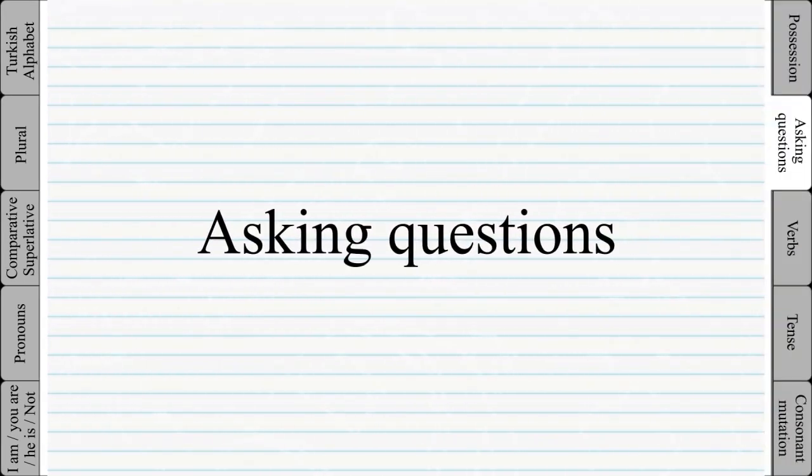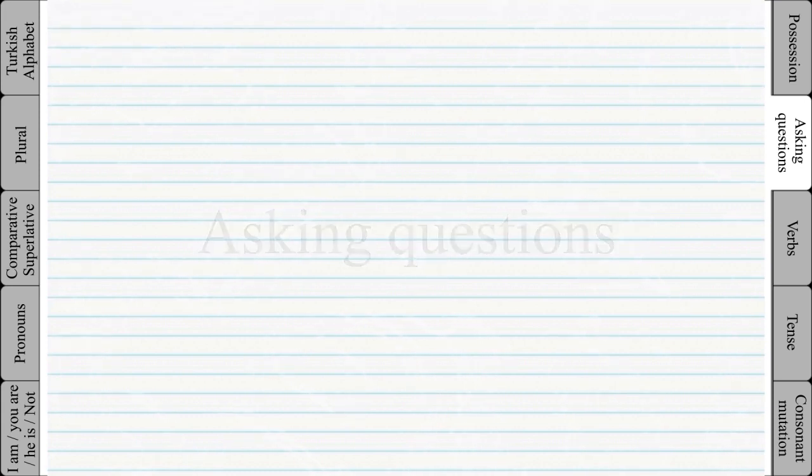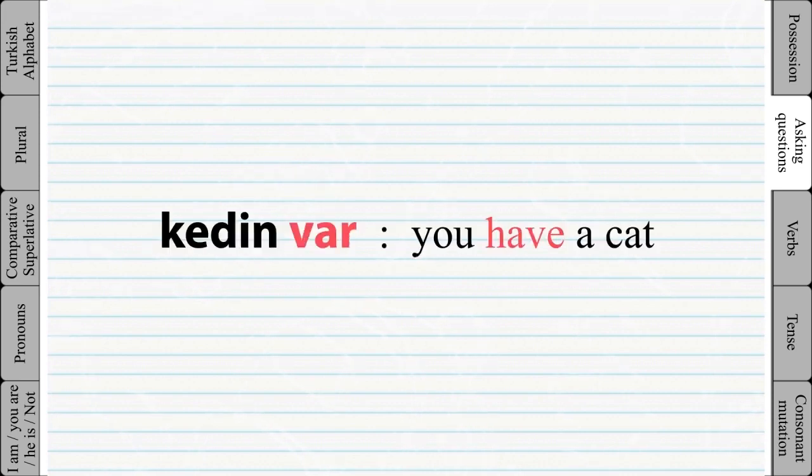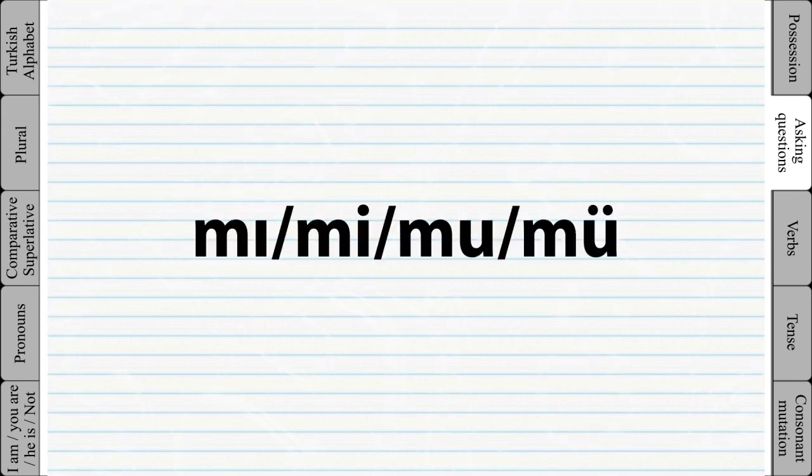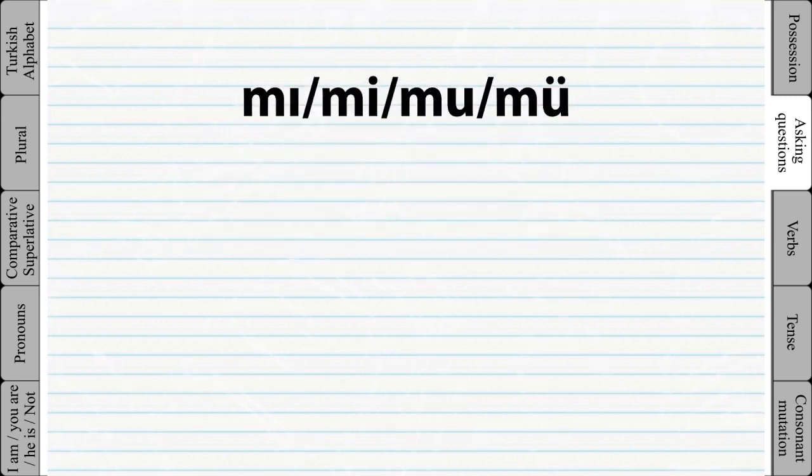Asking questions. Earlier, we learned how to say you have or you don't have something by adding var, yok after suffixes. Example, you have a cat. Now to make it a question sentence, we add one of these four words. Which one to use again depends on the last vowel of the word.